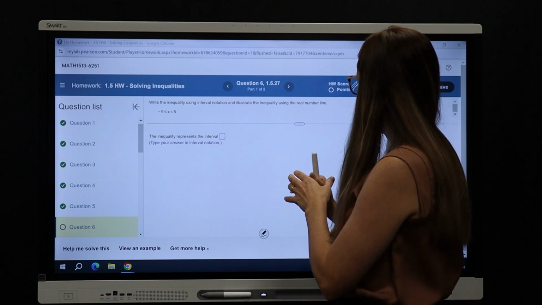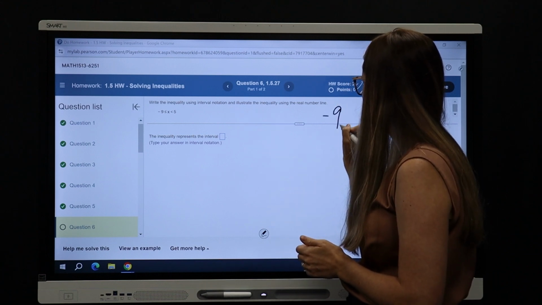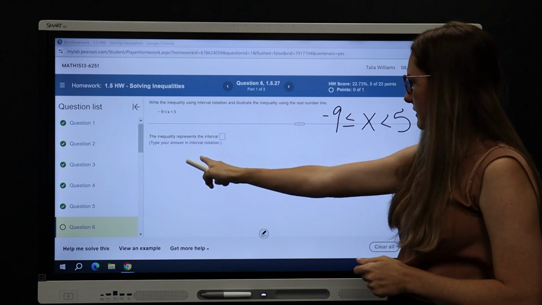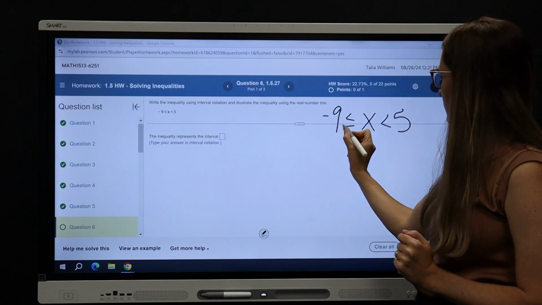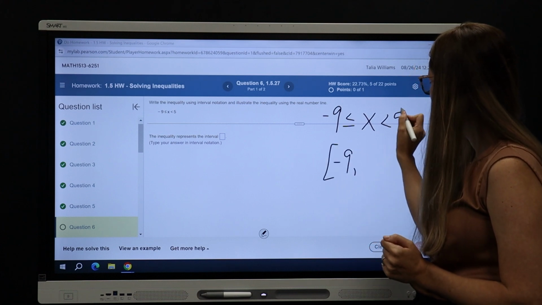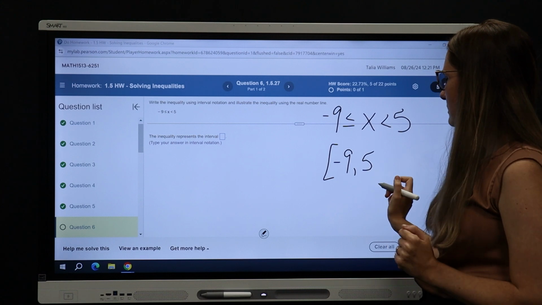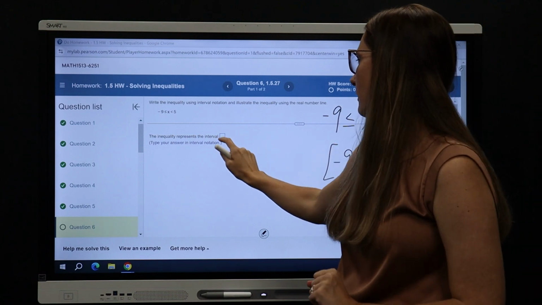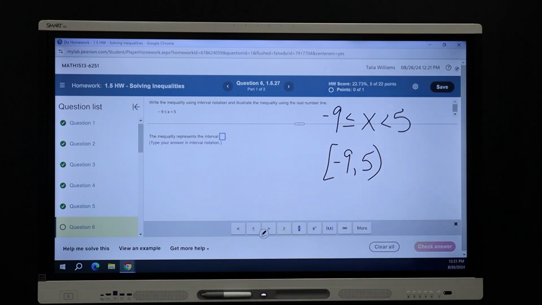Okay, next one we have negative 9 is less than or equal to x, which is less than 5. First thing they want is interval notation, so since it has an equal to, that means brackets. This 5 does not have an equal to, so it is a parenthesis. Bracket.